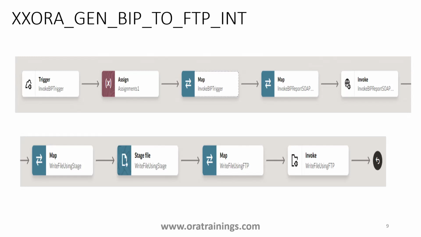Next one is the stage file write activity. In the stage file write, we take the response which you get from the BIP report SOAP service and write that into our stage file response using the OPEX schema XSD. And then the response which you got from the stage file, we will be writing to the FTP using the invoke activity of the FTP write file. Okay, so this is the high-level flow.